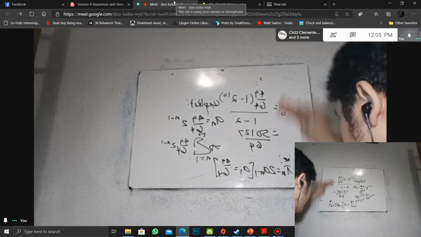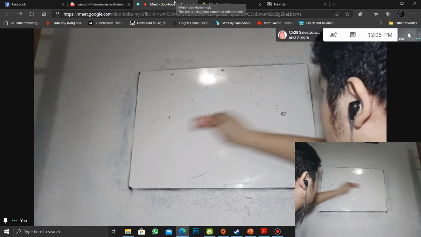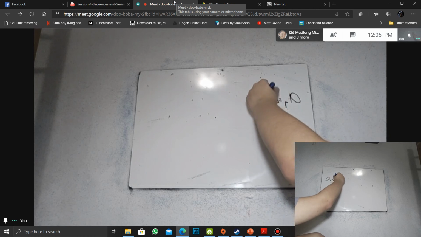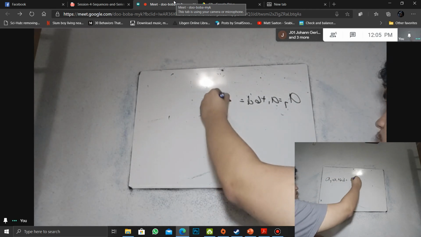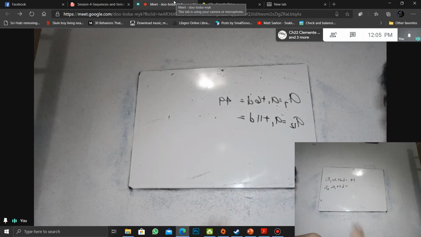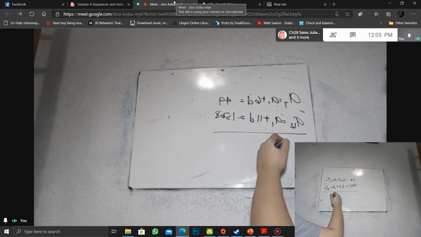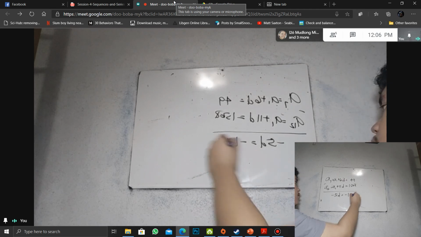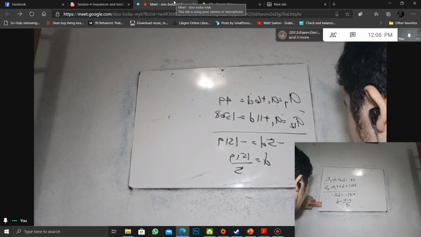Sige, dali lang yan. Paano yan? So, ganito lang yan, guys. Okay. Diba? A sub 7 equals a sub 1 plus 6d equals to 49. Then a sub 12 equals a sub 1 plus 11d equals to 1,568. Subtract. Negative 5d equals negative 1,519. d equals 1,519 over 5. Ayan. Sige.